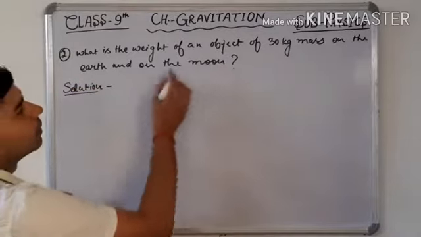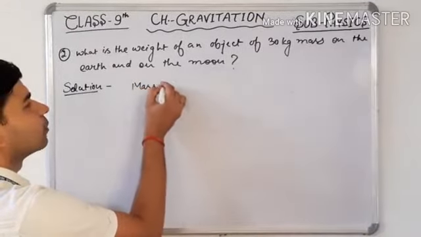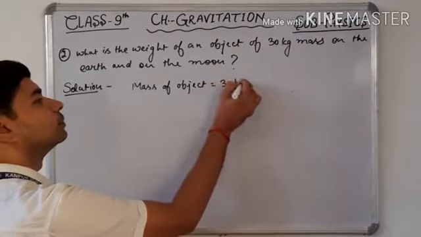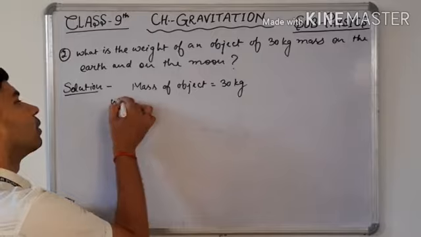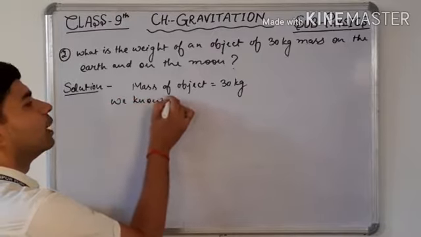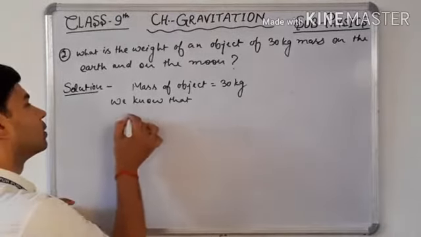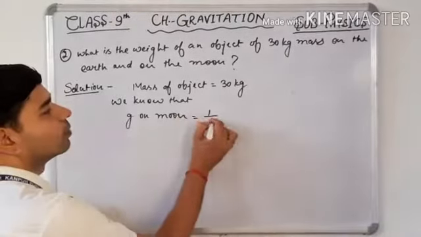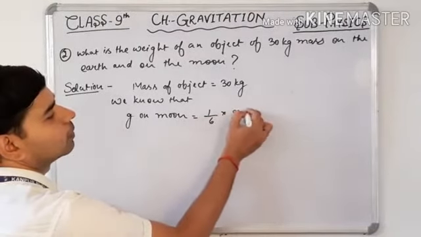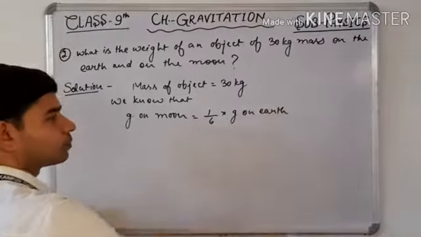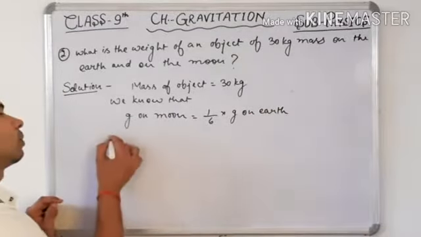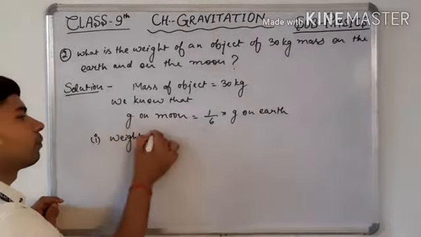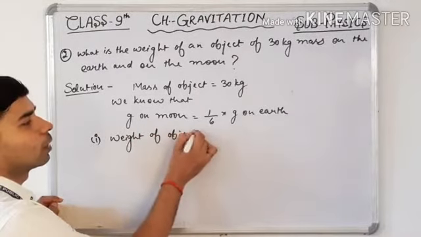First, write the given. Only one thing is given, mass of object equals 30 kg. Now, we know that g on moon is equal to 1/6 g on earth. First, weight of object on earth.